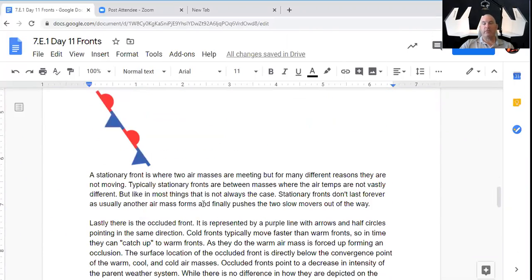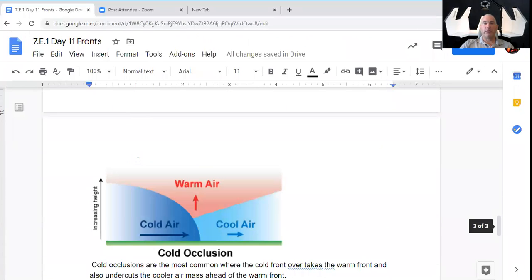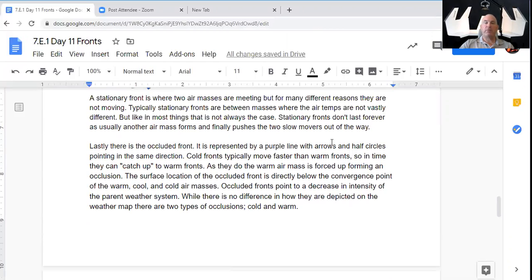It's just some light squalls. And lastly, there is the occluded front. The occluded front is represented by a purple line with arrows and half circles pointing in the same direction. Cold fronts typically move faster than warm fronts. Sometimes they can catch up to warm fronts. As they do, the warm front is forced up, forming an occlusion.